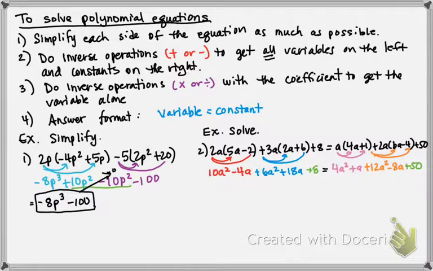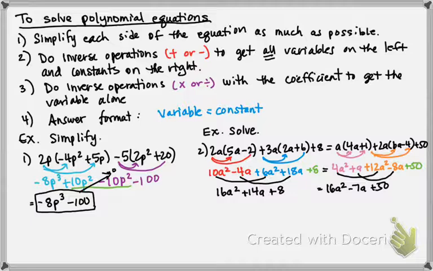So I'm going to go ahead and combine up my like terms. So 10a squared and 6a squared. Now, like terms are only on a side. So let's see, that gives me 16a squared. Negative 4a and positive 18a is going to give me positive 14a. And then I'm going to get 8 over here. 4a squared plus 12a squared is 16a squared. A minus 8a is negative 7a. And then I have a 50.